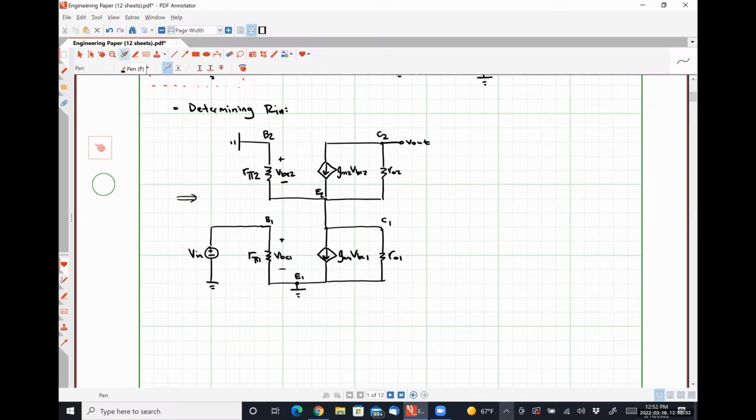So if I'm determining my input resistance, all I'm really doing is figuring out the ratio between this quantity Vn and this current In, which we should be able to do by inspection for this graph. So actually, what's it going to be? R pi 1, that's it. That's all it is.